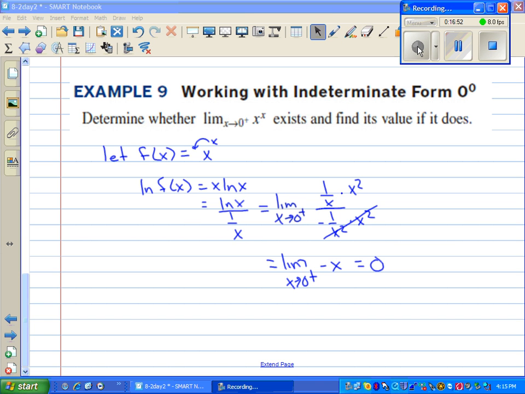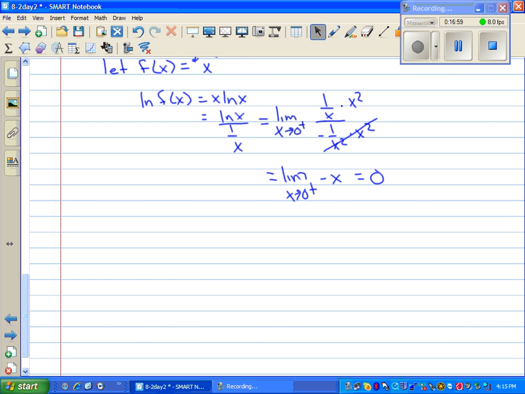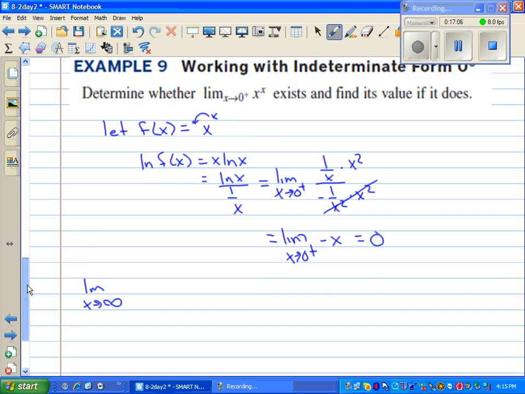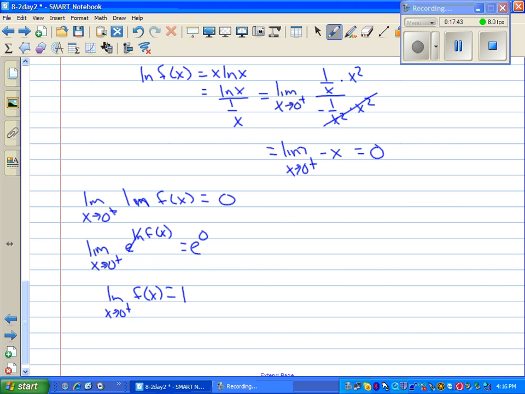But that, of course, is not the answer to the limit of f of x. It's the answer to the limit of the natural log of f of x. So we have the limit as x approaches, not infinity, but 0 rather. x approaches 0 from the right. We found the limit of the natural log of f of x equal to 0. Well, in order to get rid of that natural log, we'll write e to the natural log of f of x and e to the 0. Well, these are going to cancel each other out, so the limit as x approaches 0 from the right of the original function that we wanted is equal to 1. e to the 0 is 1.